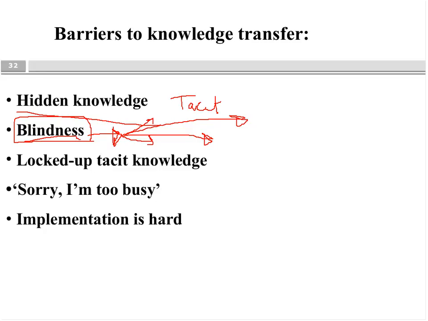Implementation is hard. It remains under construction, in a sense that either you don't have money in order to implement the system so that you can release the knowledge, or you are afraid of change, or the leadership is weak, or you're afraid of change of management. Many reasons make implementing the knowledge transfer very hard.